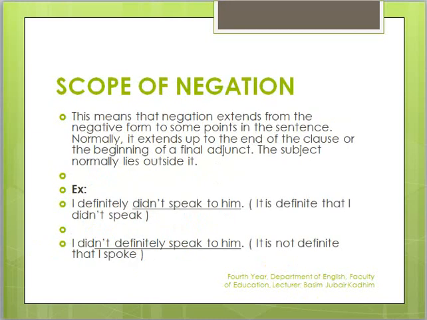Scope of negation. The last topic is the scope of negation. Regarding the scope of negation, it means that negation extends from the negative form to some point in the sentence. Normally, it extends up to the end of the clause or the beginning of a final adjunct. The subject normally lies outside of it.